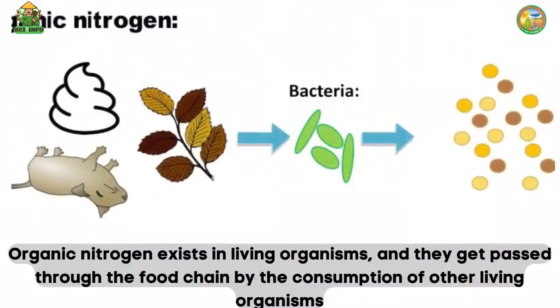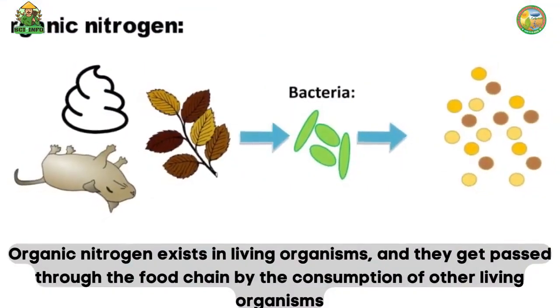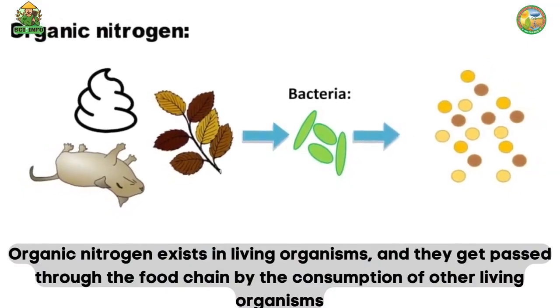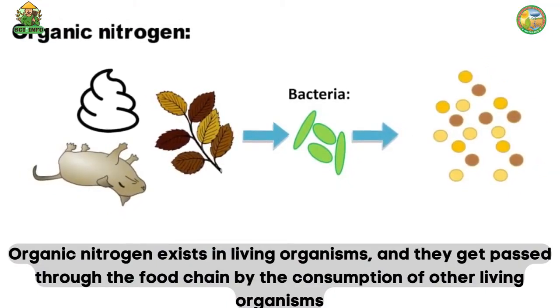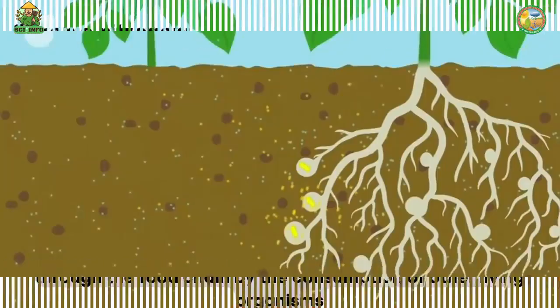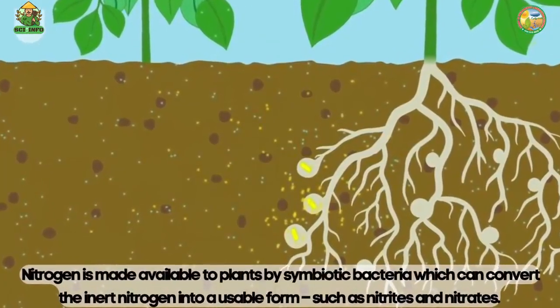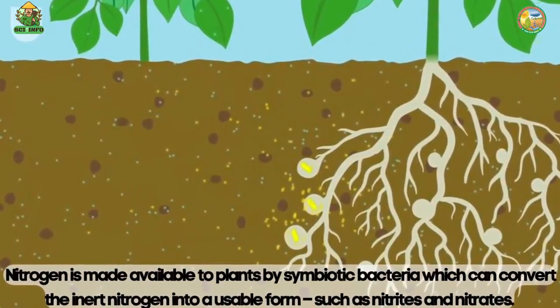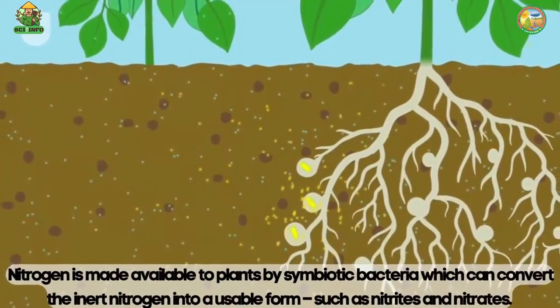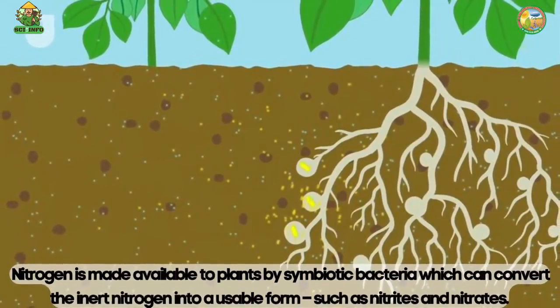Nitrogen exists in both organic and inorganic forms. Organic nitrogen exists in living organisms, and it gets passed through the food chain by the consumption of other living organisms. Inorganic forms of nitrogen are found in abundance in the atmosphere. This nitrogen is made available to plants by symbiotic bacteria which can convert the inert nitrogen into a usable form, such as nitrites and nitrates. Nitrogen undergoes various types of transformation to maintain a balance in the ecosystem.